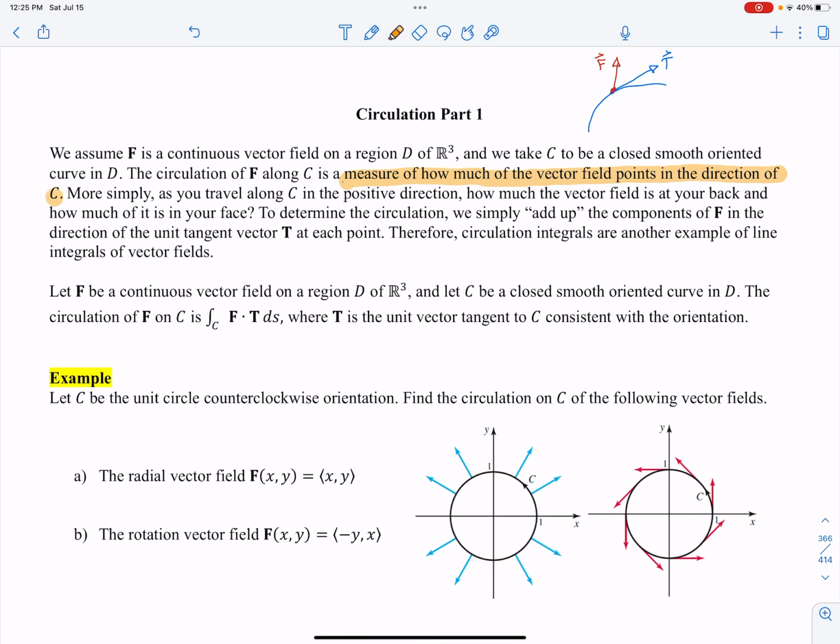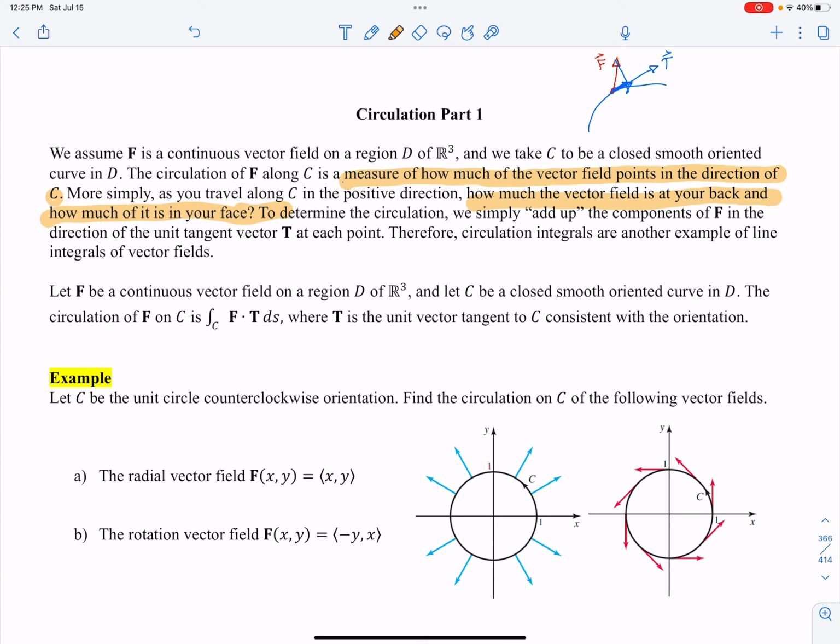We want to know what is the component here that's being forced down onto T. We want to know how much of F is pushing that way. We could actually list out, and we'll see a picture in a moment, the difference between our tangent vectors and what the force field actually does. So the force field will push it and help it that much. More simply, another way to think about this is how much of the vector field is at your back and how much of it is in your face.